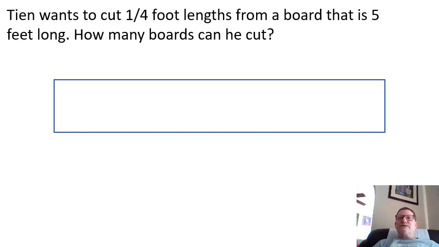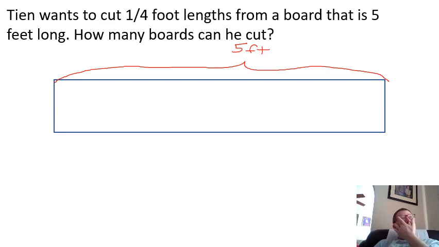It says this time he has a board which is 5 feet long, and he wants to cut it into 1/4-foot lengths. So once again, this time I'm going to split it into 5 feet, 5 different feet. 1, 2, 3, 4, and 5. Now each one of these feet I'm going to split into quarters, because they want 1/4-foot lengths. So there's a half and a quarter.